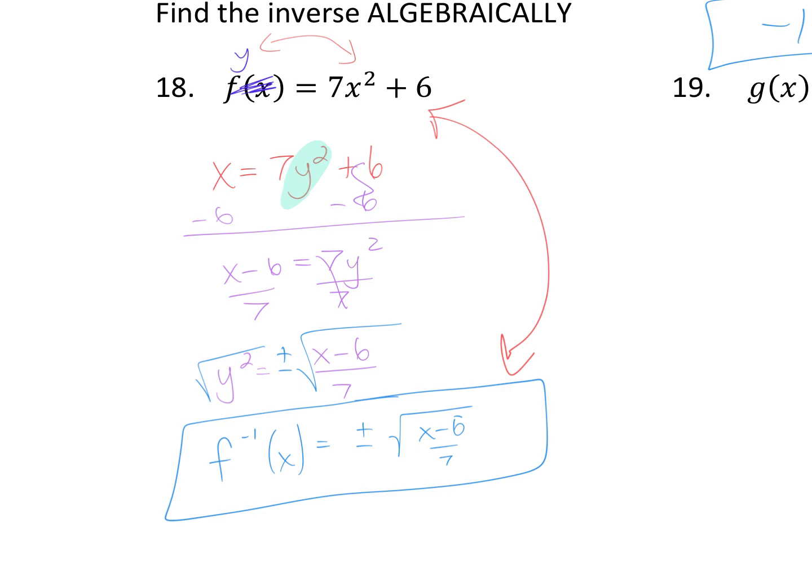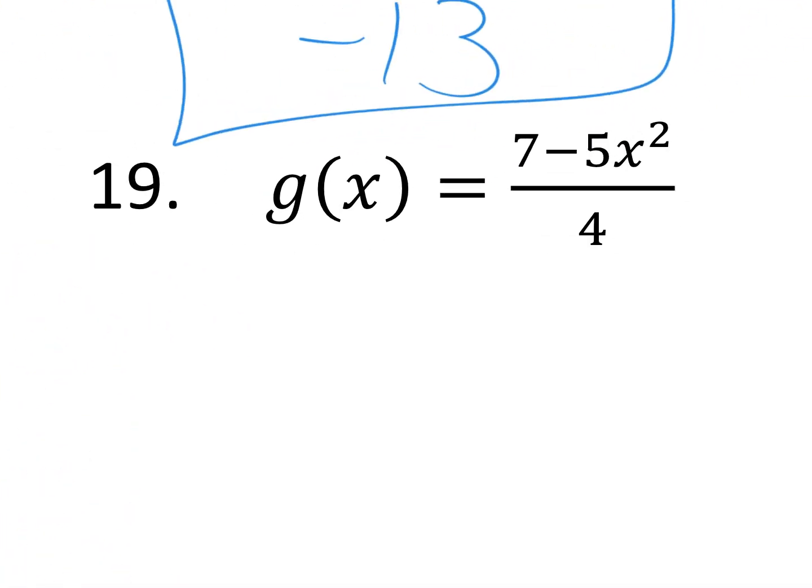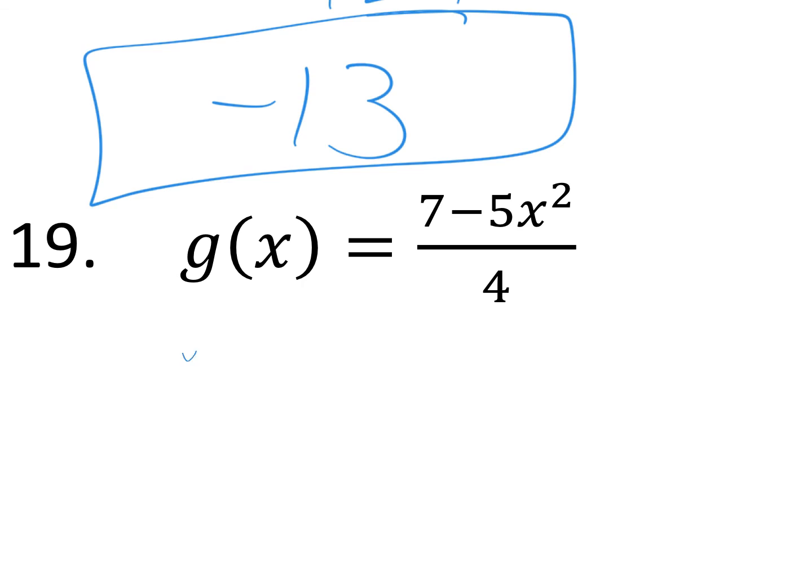Right, now we're talking, 19 says g of x. It doesn't matter. It's still in function notation. This says y equals 7 minus 5x squared over 4. The first step, what do you have to do first?